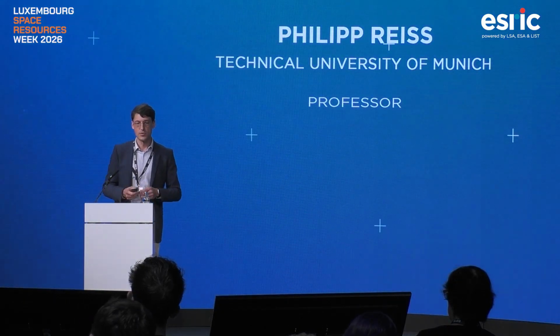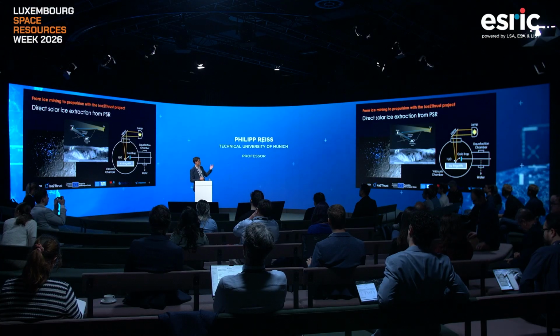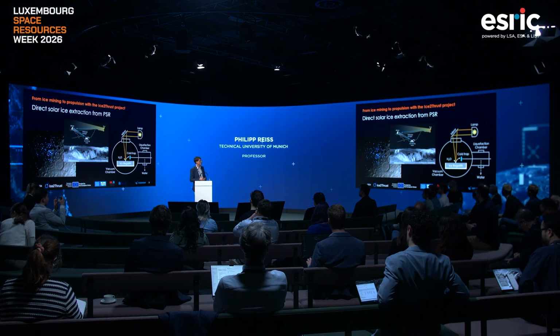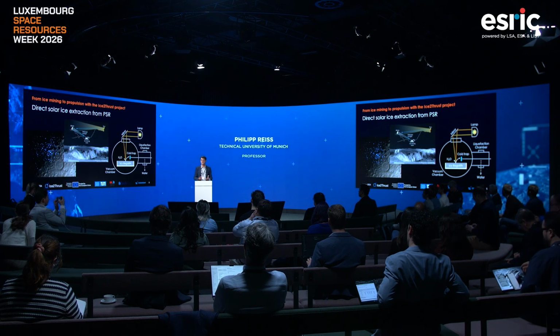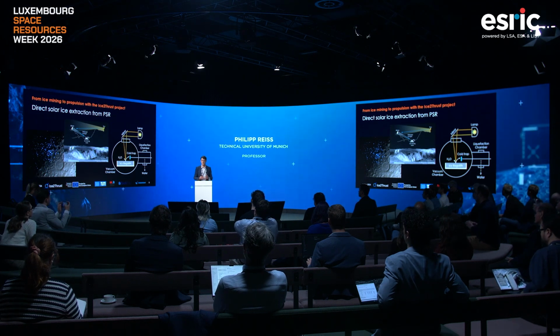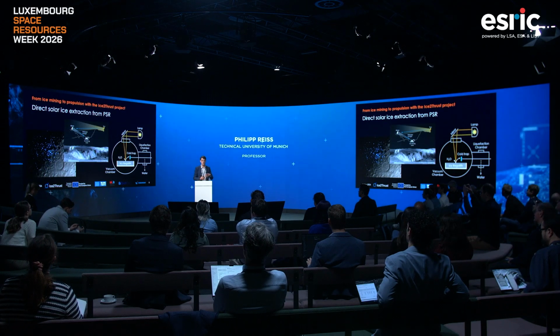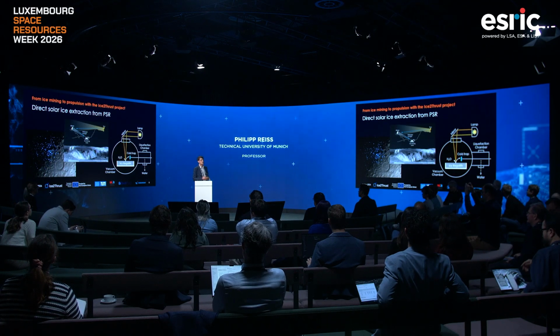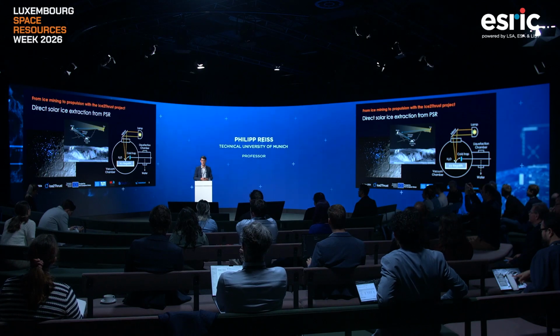So the idea, of course, hinges on the fact that we have ice deposits in the polar regions of the moon, where it's cold enough so that ice persists near the surface for billions of years. That needs to be proven, of course, so we need to gain more confidence in that.